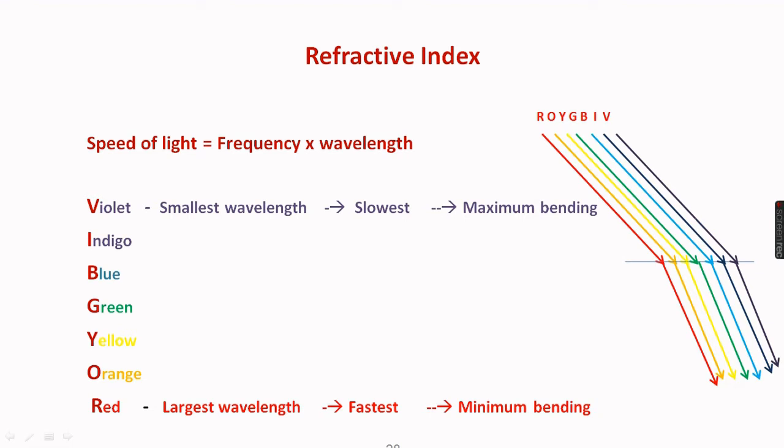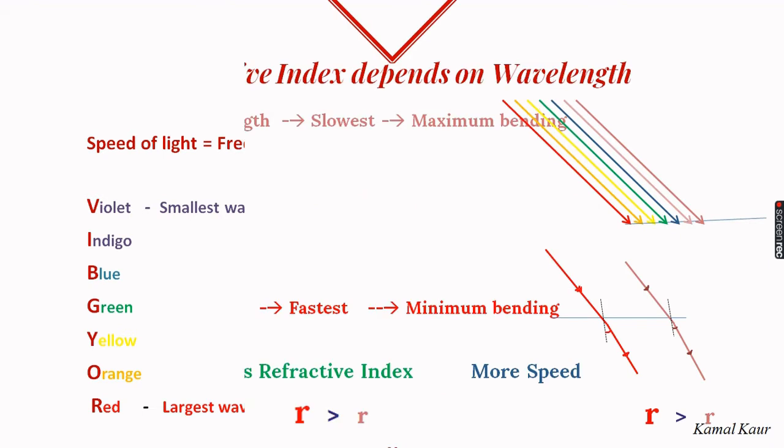Now consider these 7 rays. They are traveling through a medium and all the 7 rays are entering into the same medium. But red color is bending less while violet color is bending more, which means that the same medium has lesser refractive index for red but higher refractive index for violet color. So if you want to know more about this, please refer to my video about refraction of light.